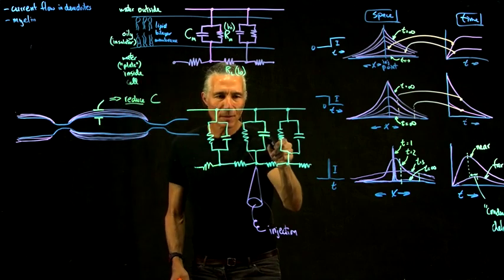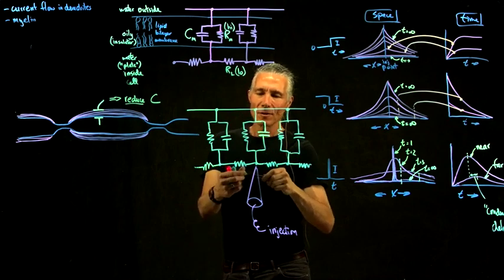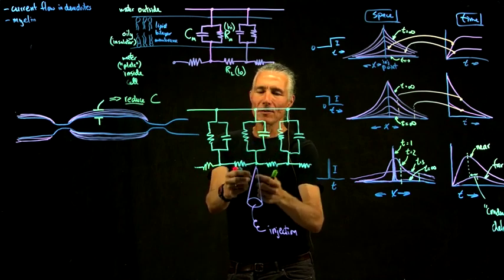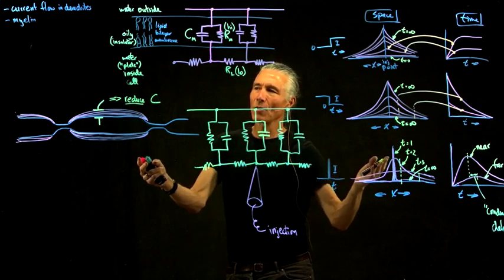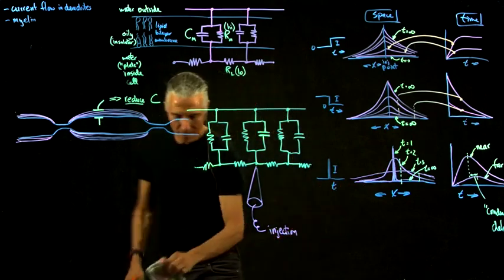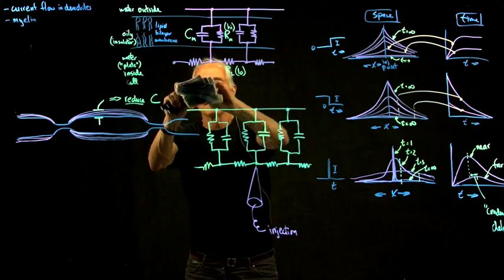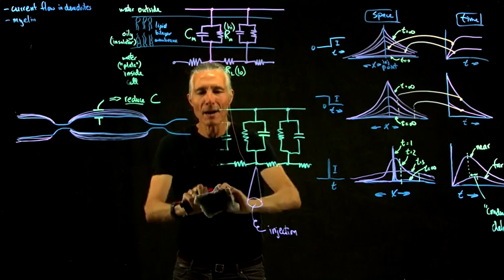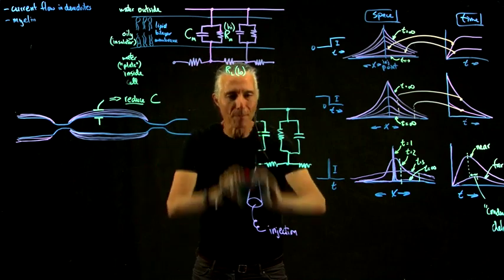And so when you reduce capacitance, you make them easier to charge up, and that means more current will be available to go a longer distance. That's the critical thing. So myelin is only found in vertebrates.